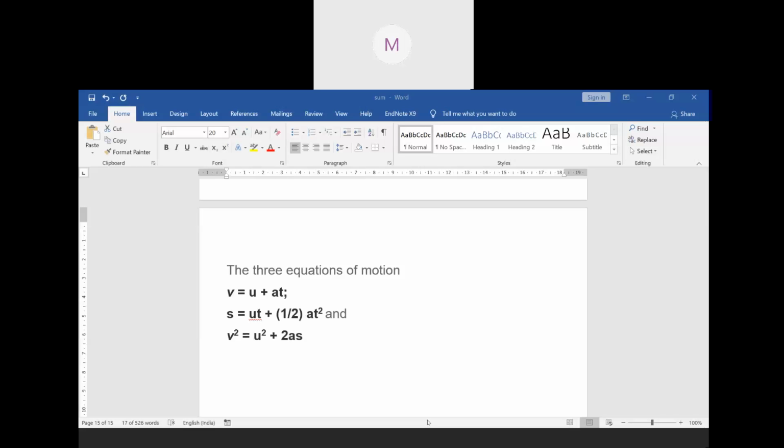s is distance. So using these three equations, now we'll try to solve one example or numerical.